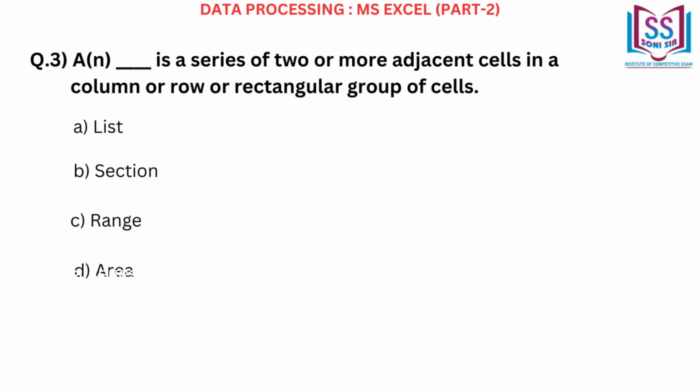A range is a series of two or more adjacent cells in a column or row or a rectangular group of cells. A. List. B. Section. C. Range. D. Area. Correct answer C. Range.